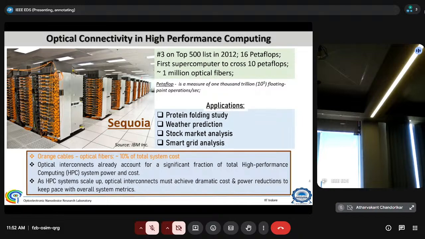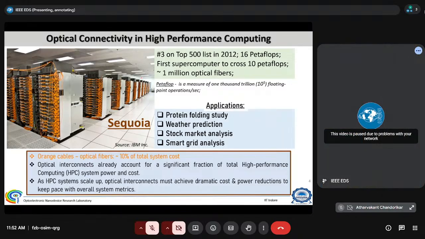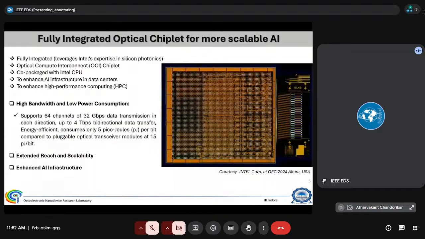So its computing power, to a large extent, is because of this optical fiber grid. It is being used for protein folding study, for weather prediction, for stock market analysis, and for analyzing smart grid. These are some of the applications.